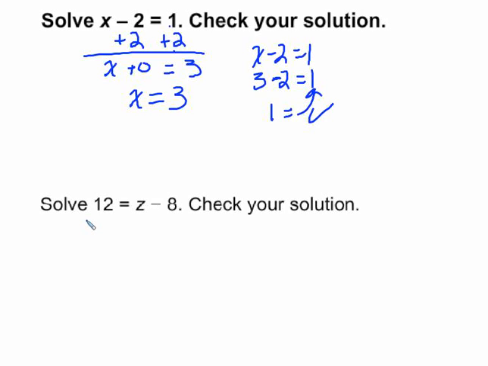So since 8 is being subtracted from Z, I'm going to use the addition property of equality to add 8 to each side. These guys will cancel out, so I'll have 20 is equal to Z. Final answer. All right, so this is what one-step equations is all about.